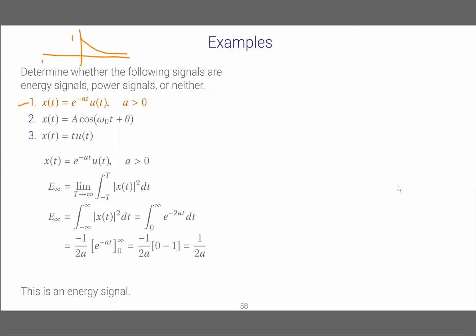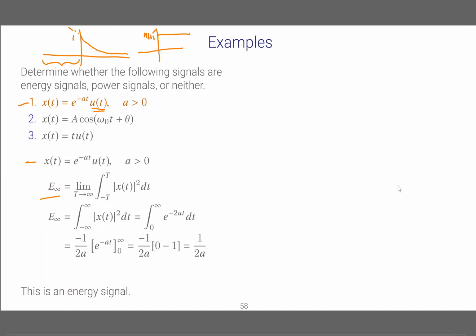So this part we don't need to consider because we know that u(t) is 0 here. When you multiply by u(t), although the first part is continuing, that part gets multiplied by 0. So now let's consider this: x(t) is equal to e to the power of minus at, u(t), a greater than 0.